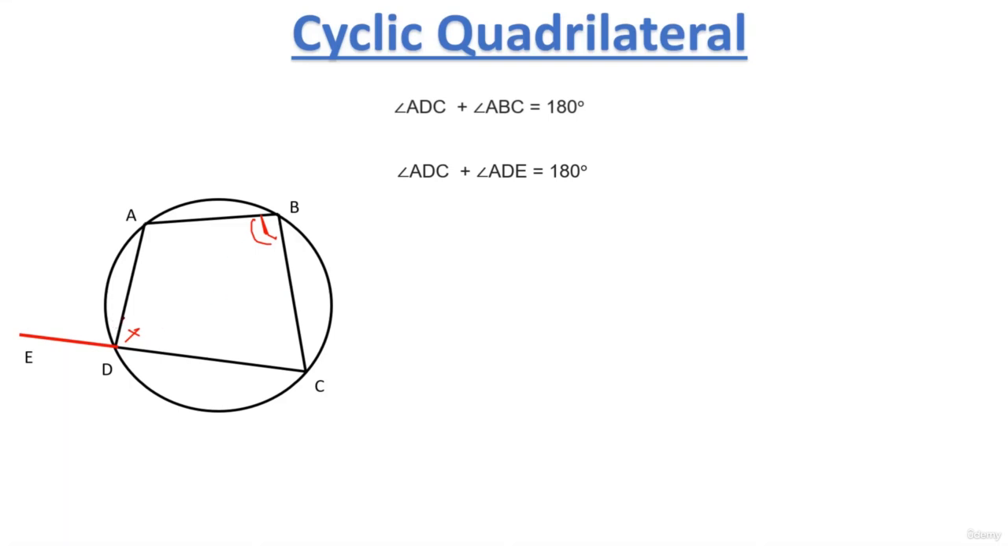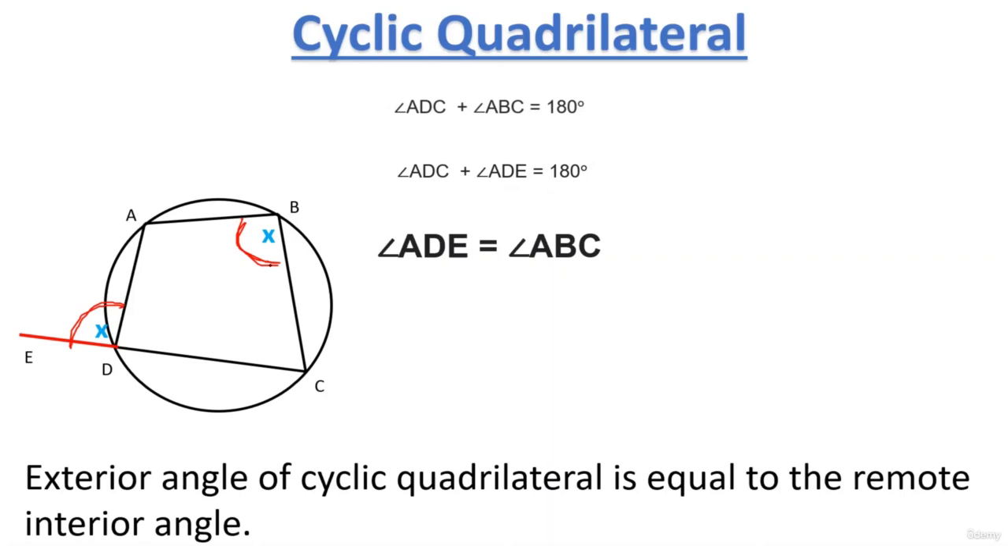If you compare these two equations, or subtract them, whatever you choose, these two cancel and these two cancel. You will get angle ABC is the same as angle ADE. This tells us that the exterior angle of this cyclic quadrilateral is the same as the remote interior angle. This is the next property of the cyclic quadrilateral: the exterior angle is equal to the remote interior angle.